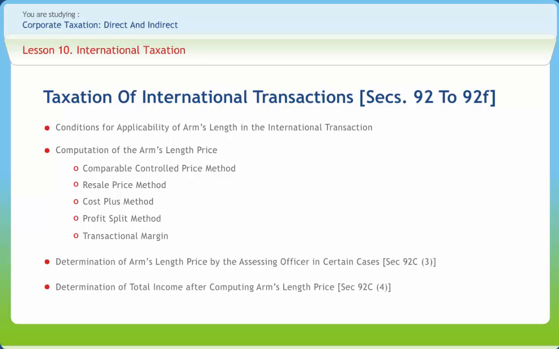As per section 92C(4), where an arm's length price is determined by the assessing officer under subsection 3, the assessing officer may compute the total income of the assessee having regard to the arm's length price so determined, provided that no deduction under section 10A or section 10B or under chapter 6A shall be allowed in respect of the amount of income by which the total income of the assessee is enhanced after computation of income.